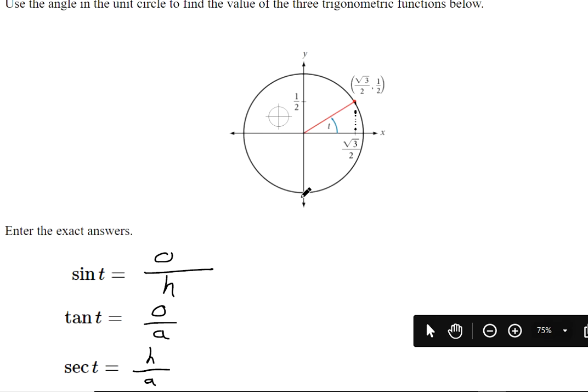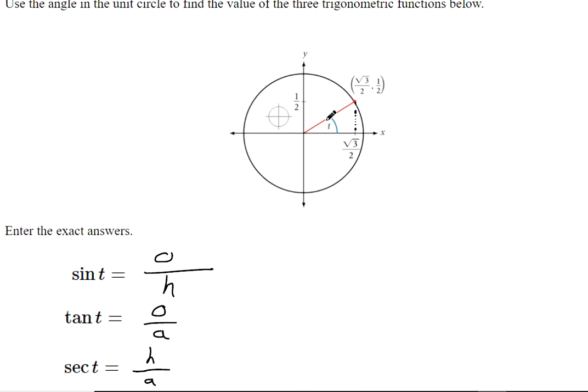So we need to know what these things are, and actually we can get it from the points that were given. It's square root of 3 over 2 on the x-axis. So this right here, the adjacent side, is square root of 3 over 2. And then it's 1/2 for the y-coordinates. So that's opposite of angle t. This is our opposite of the triangle from angle t.